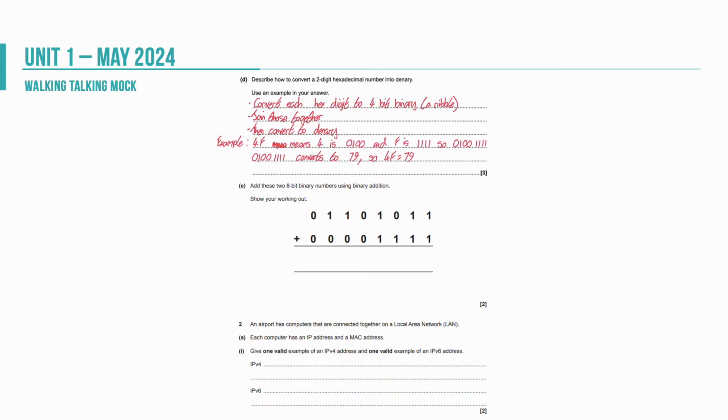It does though say you need an example, so 4F for example, the 4 would become 4 in binary, or 0, 1, 0, 0. The F would become 15 in binary, which would be 1, 1, 1, 1. Join those together, then do the conversion just as you learnt how to do on the previous page, and that would become 79. So 4F is used to represent the denary number 79. Again, if that's not a topic you're familiar with, really do recommend revising that one.